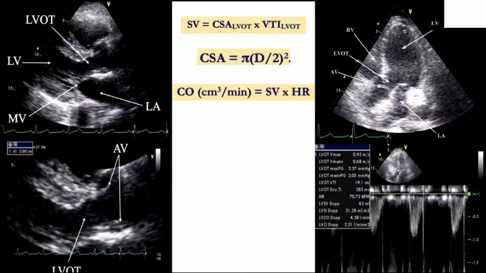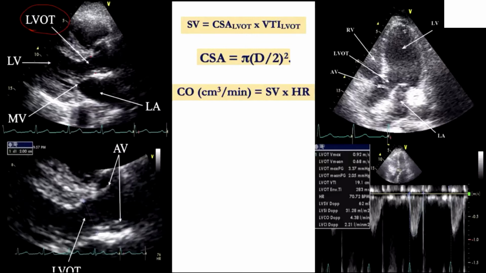Good, okay. So here's just a catch-all slide of what you're going to be looking at when you're calculating cardiac output for a patient. Here we have a parasternal long axis view in the upper part of our screen, and we see our left ventricular outflow tract that's marked LVOT. The place that we want to measure is just proximal to the aortic valve leaflets right here, okay?